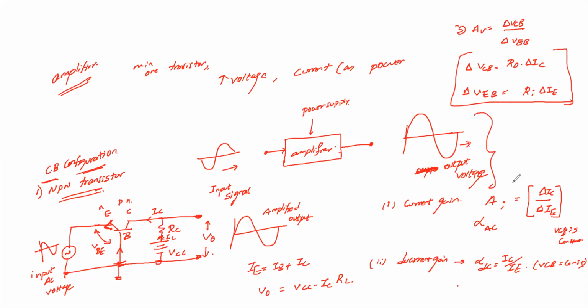Fourth one is your current gain, that is your power gain. For the power gain, we can say change in output divided by change in input. The output is nothing but your change in power output. So I'll take the relation as del IC square, that is I square R, R naught divided by del IE square into R input, where IC by IE is nothing but your alpha. So the relation is alpha AC square into your resistance gain.